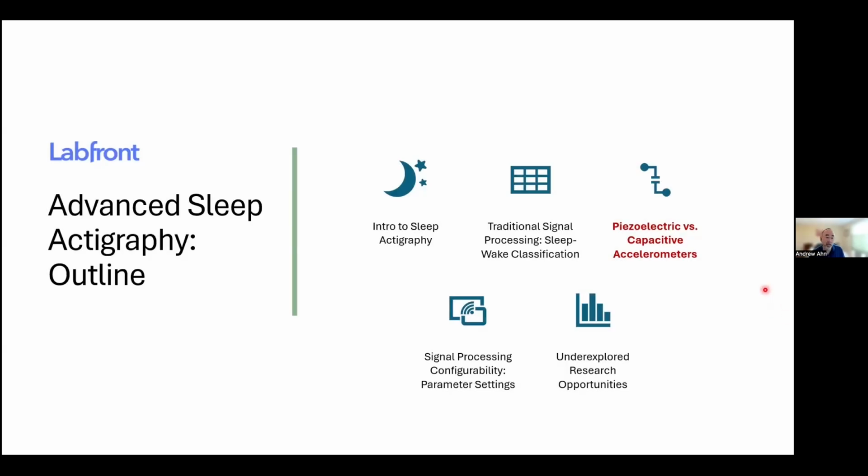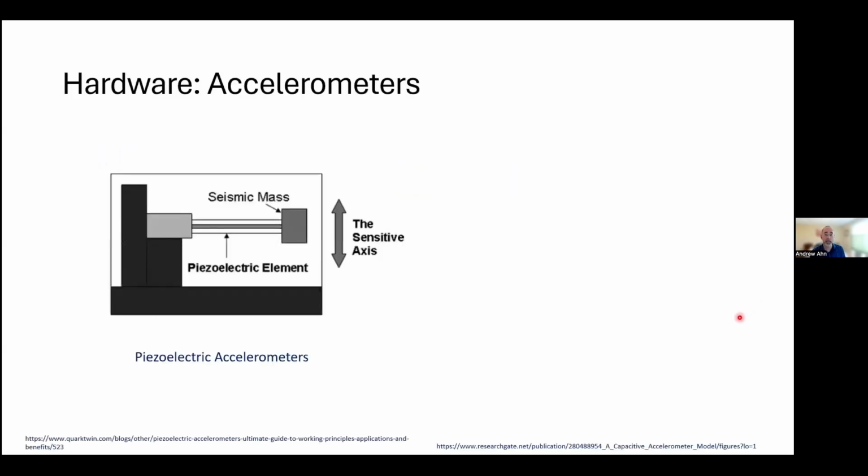All right, the next section is the piezoelectric versus capacitive accelerometer data. Now, this is important because we need to talk about the hardware that makes actigraphy possible. The traditional classical version is the piezoelectric accelerometer.